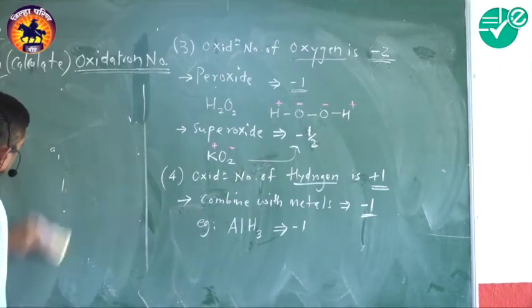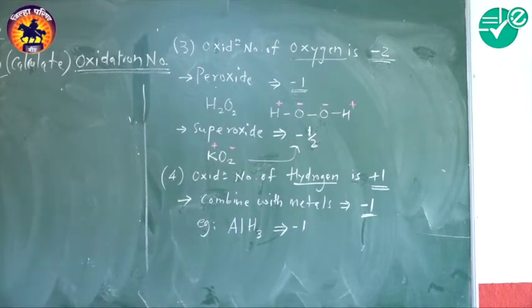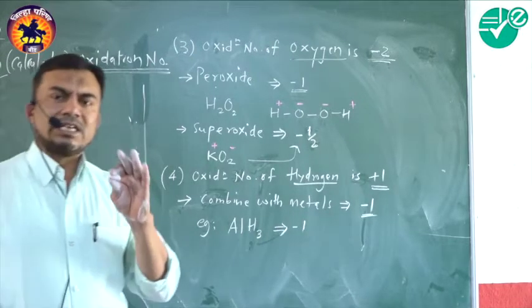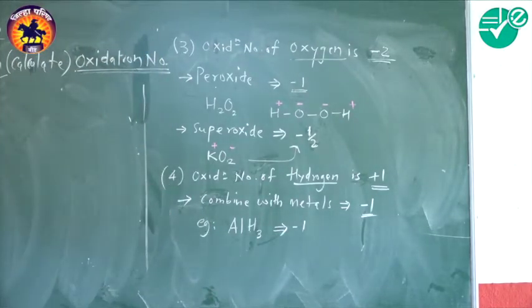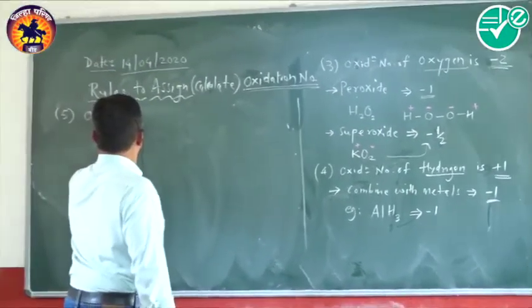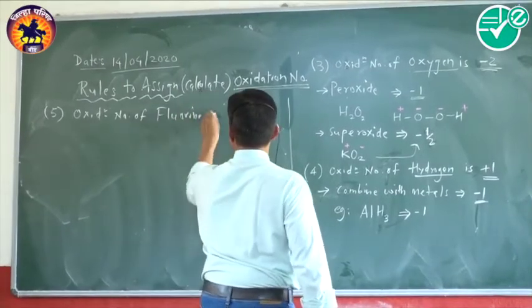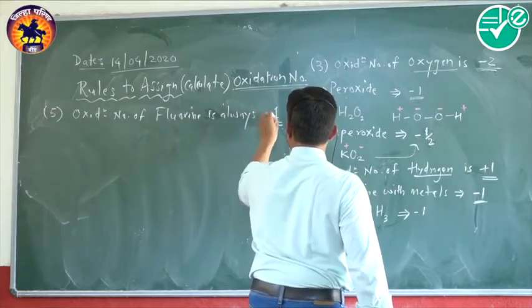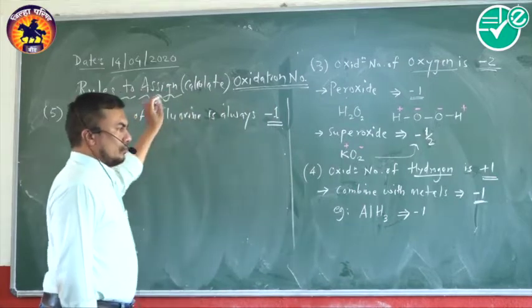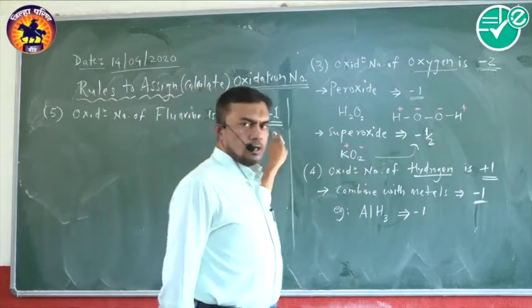Number 5. That is, in case of fluorine. Remember, all the non-metals generally exhibit negative oxidation number as well as positive oxidation number in different compounds. But fluorine, its oxidation number is always -1. It never changes from -1. It remains the same whether it is combined with metals or non-metals. It shows -1 oxidation state.